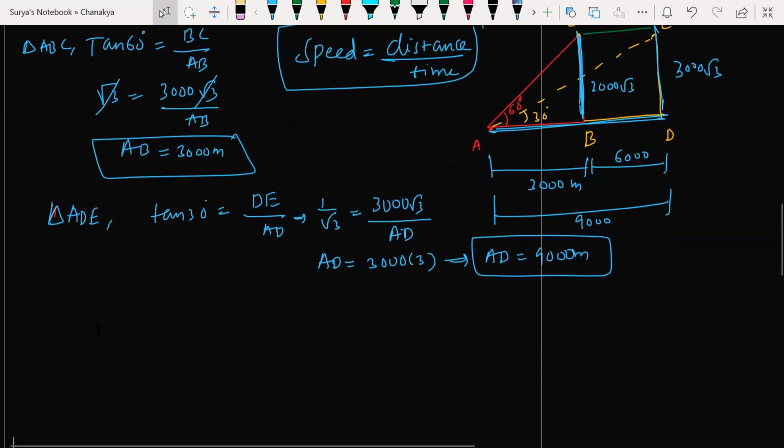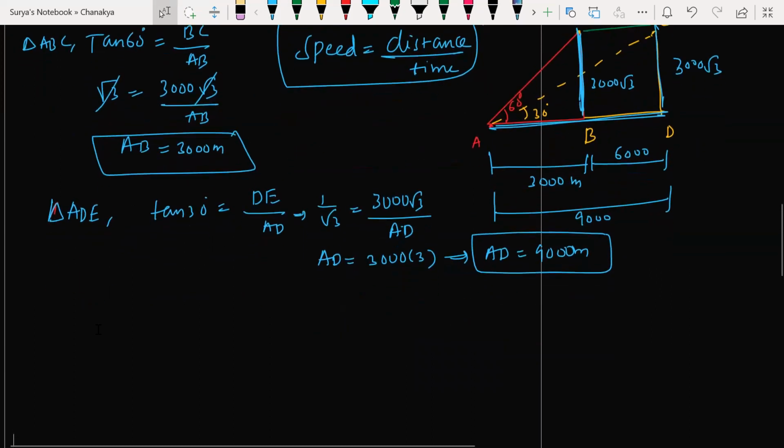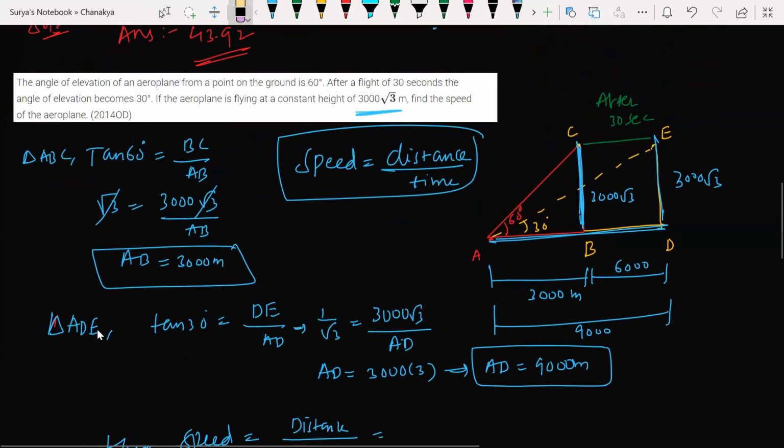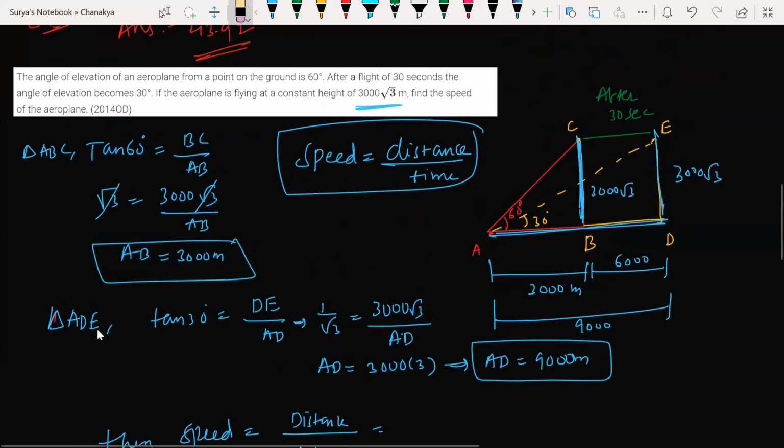I got distance. So speed we have to find out. Speed is equal to distance by time. Distance how much? 9000. Sorry. We need to find out the speed of the aeroplane. The speed of the aeroplane after the 30 seconds, right?